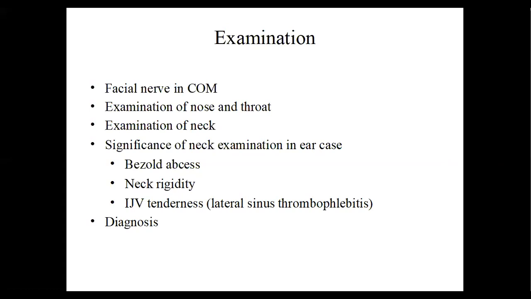So after you finish all your examination, you will be proceeding on to the diagnosis. In that, you will be mentioning chronic otitis media.